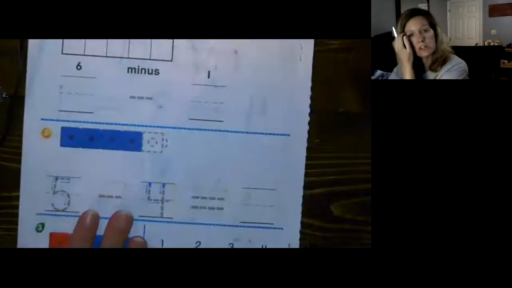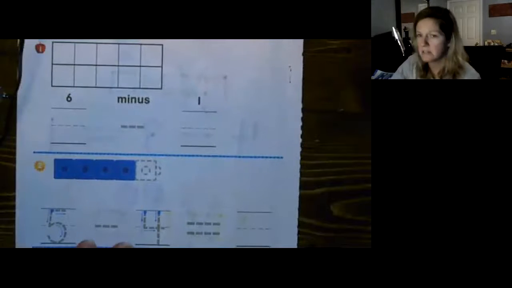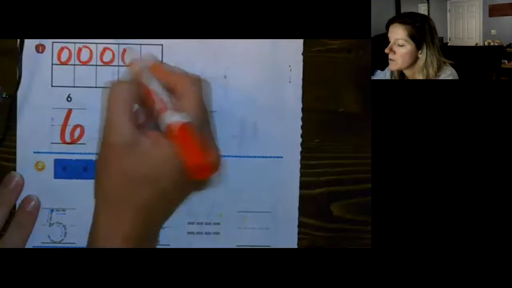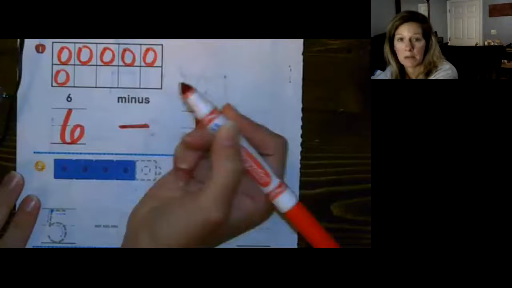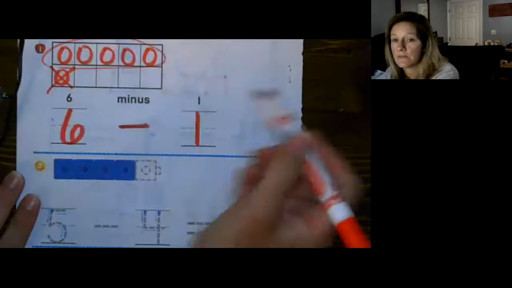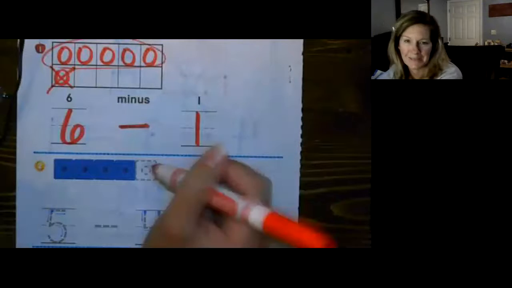All righty. We've got our little mid-chapter checkpoint to kind of see where we are. Make sure everybody's understanding what we're doing. So what we're going to do is we're going to plug in these numbers here. 6 minus 1. Now we're going to draw it. 1, 2, 3, 4, 5, 6. How many in all? 6. How many are we taking away? 1. How many are left over? 5. They didn't ask us, but it's 5.